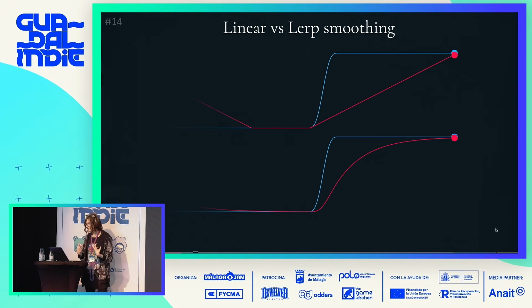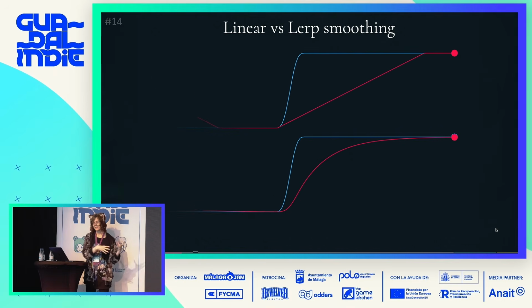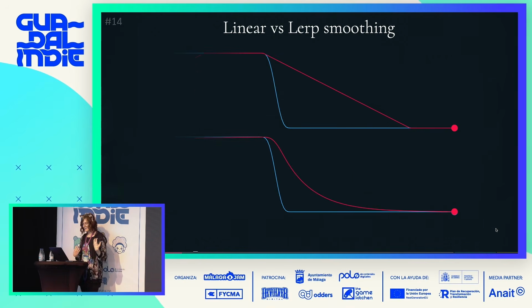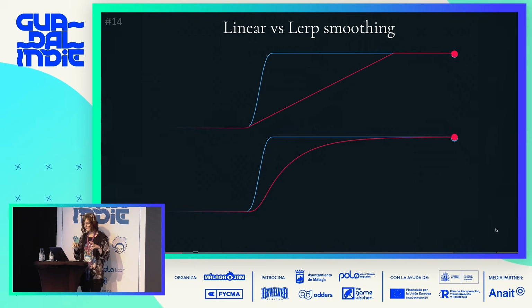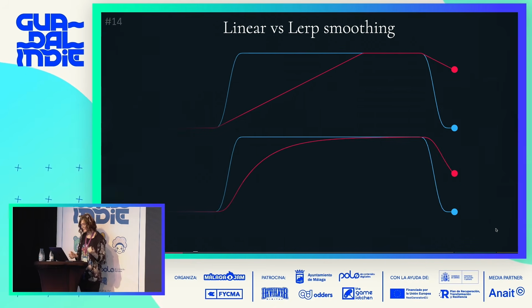There's something really calming about Lerp smoothing. It's very nice the way that it settles in a very calm manner. And it's somehow also responsive. It doesn't feel sluggish, which is a really nice property of Lerp smoothing.